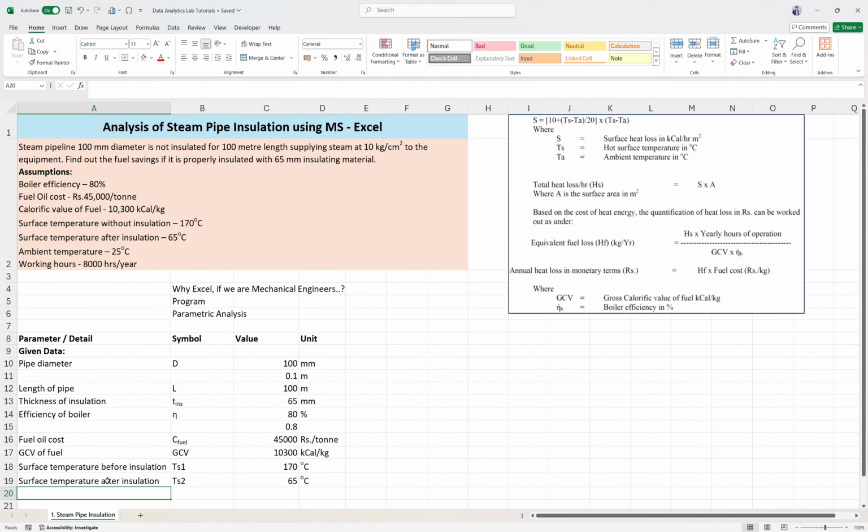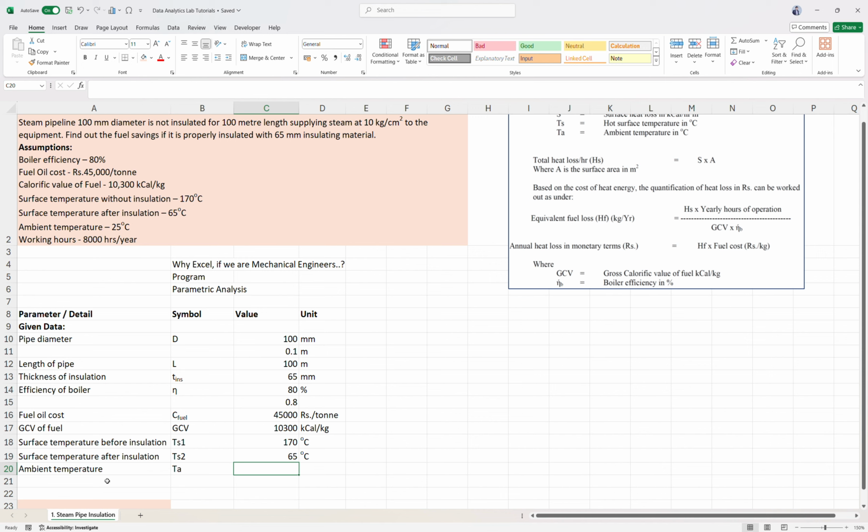Then the next entity, it is ambient temperature. So I'm going to use symbol TA for this. Ambient temperature is 25 and it is degrees Celsius. So I will copy and paste. Then working hours of the plant. Working hours, I will simply use a simple symbol H per year because this is 8,000 hours per year. These many hours the plant is functioning. Again, you can convert this in the subscript.